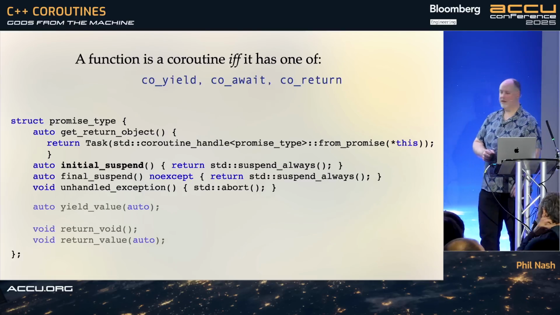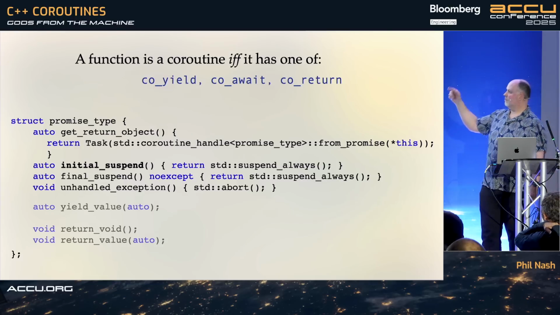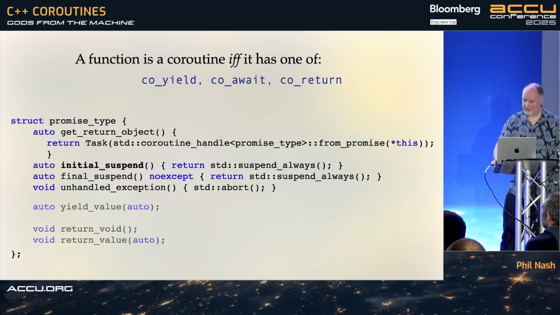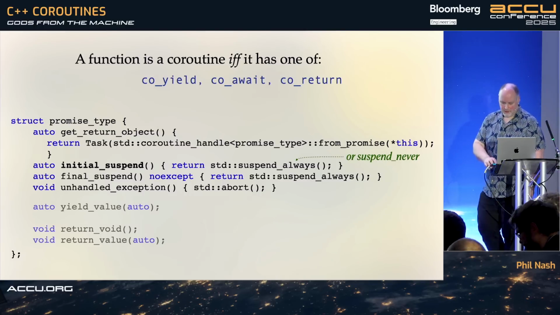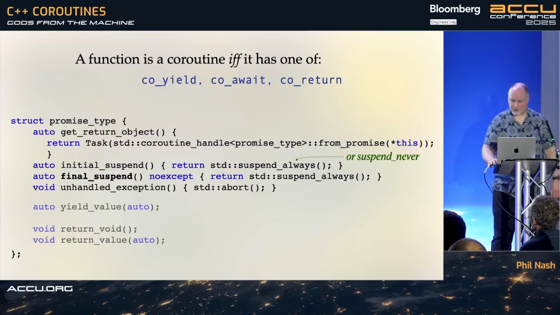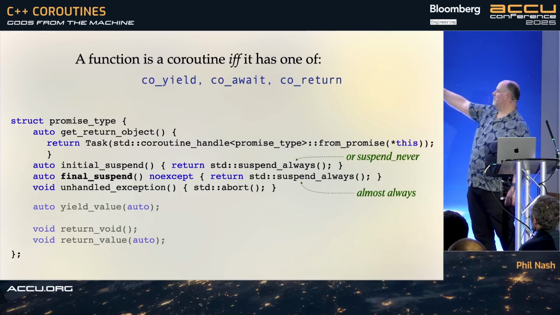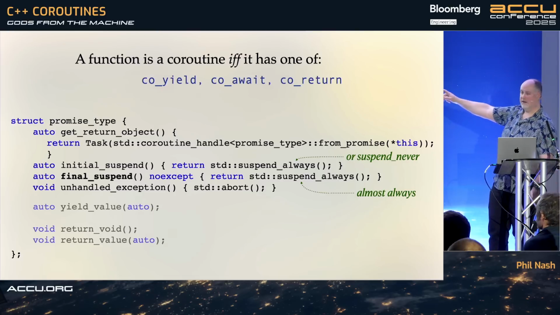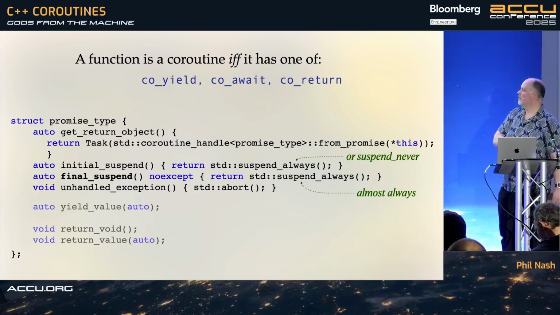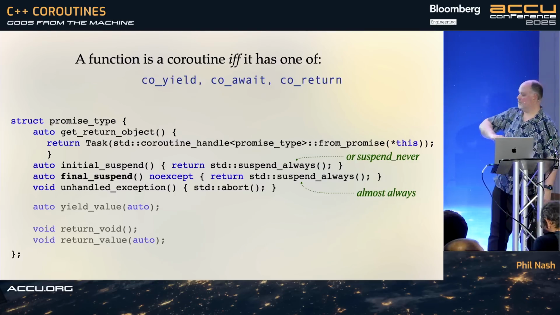Then initial suspend: what happens when your coroutine starts? Does it start in a suspended state or not? We'll look at that very briefly in a moment in a bit more detail. It could be suspend always or suspend never. Final suspend should almost always, remember the catchy acronym, almost always suspend always, because that's what allows us to clean it up afterwards. Unless you know you want the coroutine to clean itself up, always return suspend always.